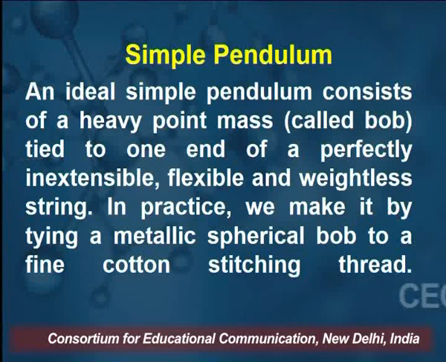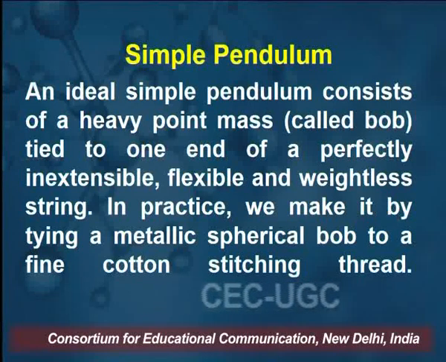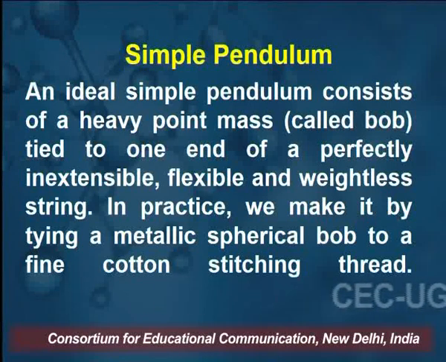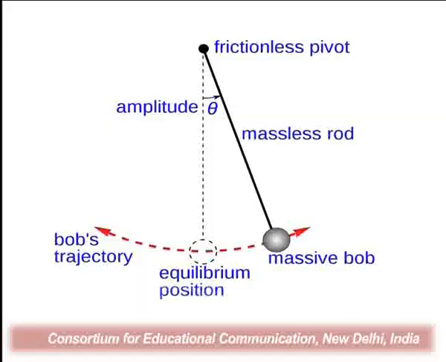We tie a metallic spherical bob to a fine cotton stitching thread. We take a thread and attach a bob at one end of the string, and that is the simple pendulum. Now, you see on the screen we have a simple pendulum. Here we have a massless rod, which may be a rod or a string. At the last end of it, there is a massive bob. This is like a ball.